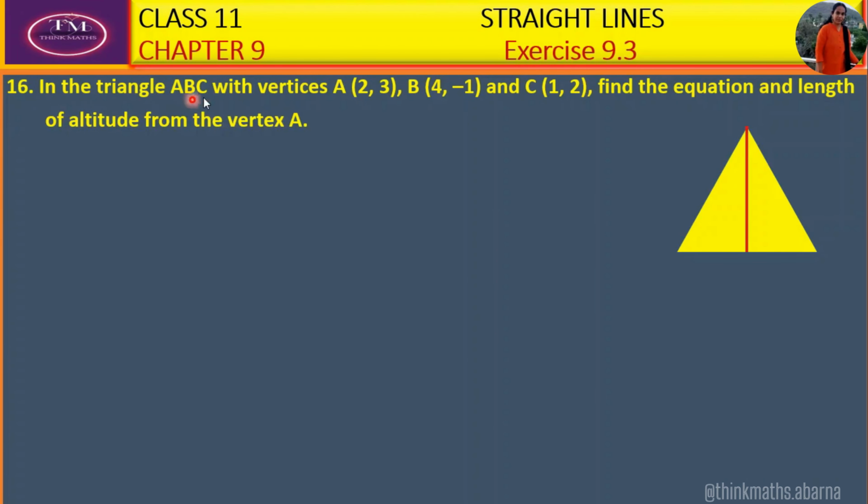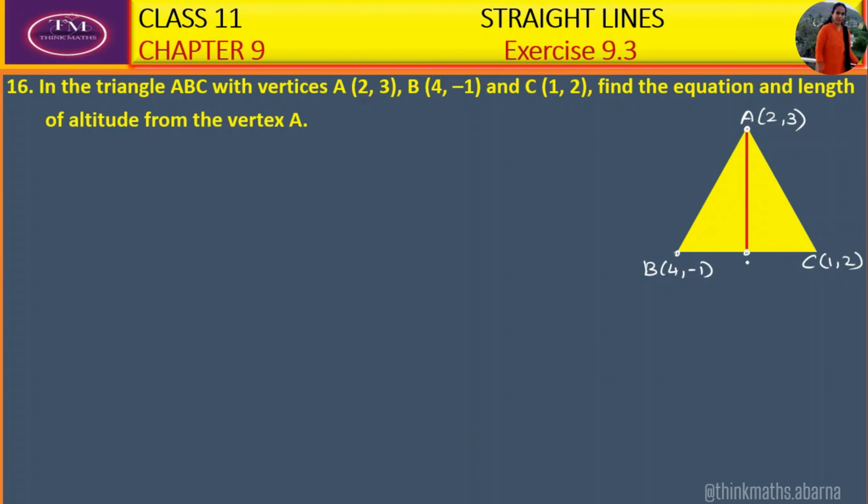16th one. In the triangle ABC with vertices A(2, 3), B(4, -1) and C(1, -2), find the equation and length of altitude from the vertex A. Now we have a triangle with 3 vertices A(2, 3), B(4, -1), C(1, -2). So these are the points. We have to find the equation and length of altitude from the vertex A.